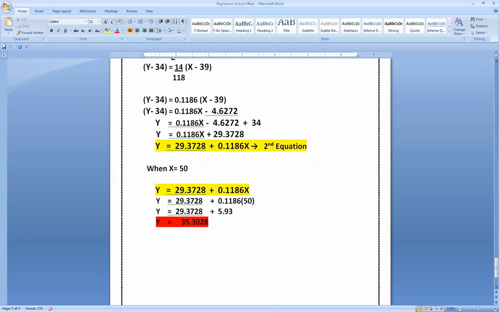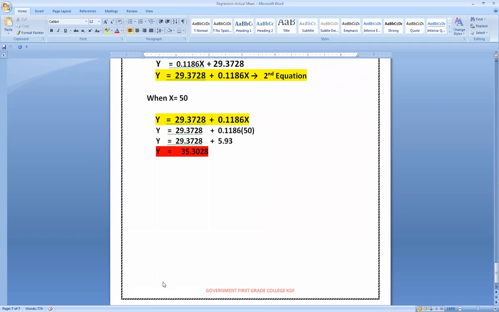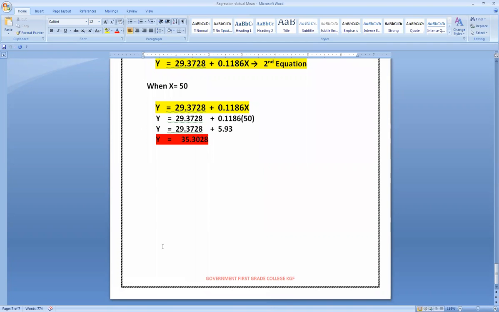Based on deviations, when working with the actual mean, how to calculate the values is what we have seen so far. Have you people understood this one?